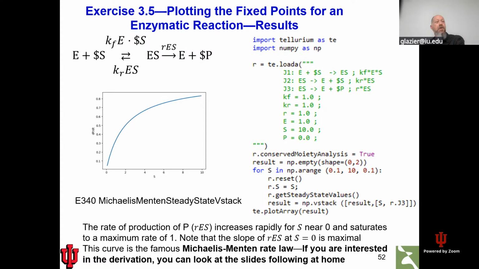If it's not smooth, then you should change the arange step size. And I don't know why I started with S at 0.1. I should really put it near 0 to begin with. If you don't want to use the get steady state values, you can just run. Oh, so before you do a plot, you have to turn the L into a NumPy array.